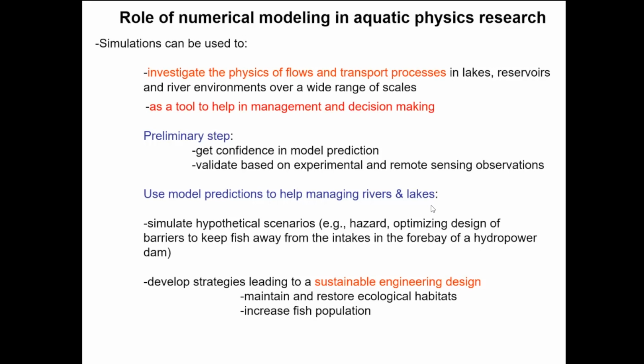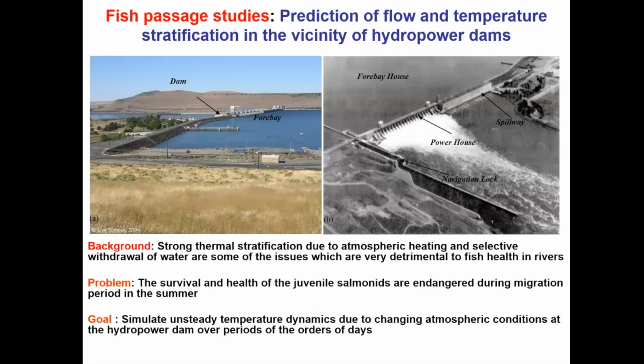Okay, this is a very important problem, especially in the Pacific Northwest of the US. And then another class of applications is related to developing strategies which lead to an engineering sustainable design. Two examples of particular importance are maintaining and restoring ecological habitats, let's say for freshwater mussels, which is going to be my second example, or developing strategies to increase the fish population in rivers. Okay, so let me start with the first example.